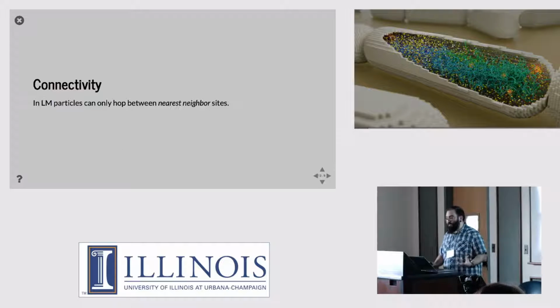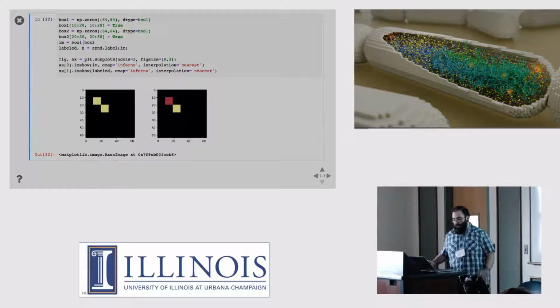So in Lattice Microbes, the way that diffusion occurs is it's hopping through nearest neighbor lattice sites. It's not hopping to second nearest neighbors. It can only go x plus 1 or y plus 1 or z plus 1. So we can use label to see if things are connected using that nearest neighbor connectivity. So I got these guys, they're right on top, they're touching on a corner, but they're not contiguous. They have different values here.